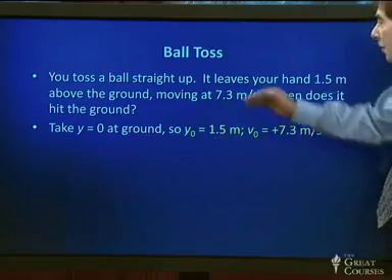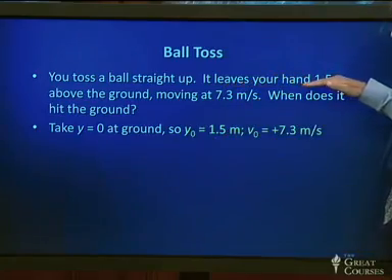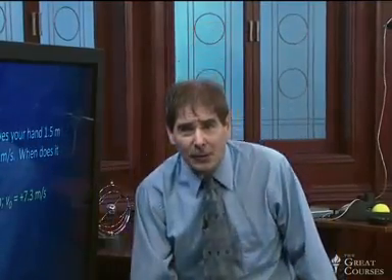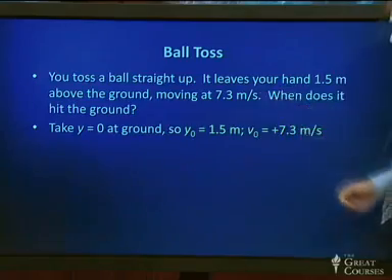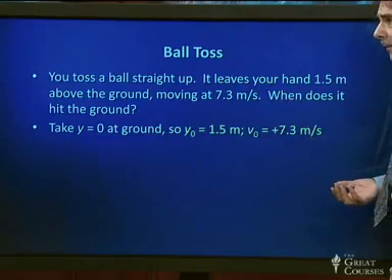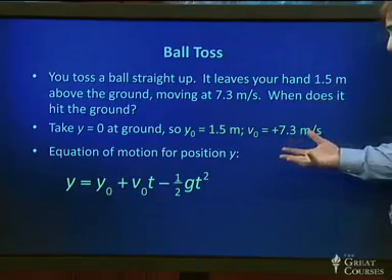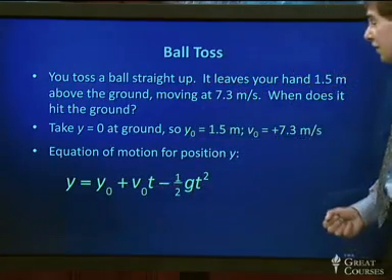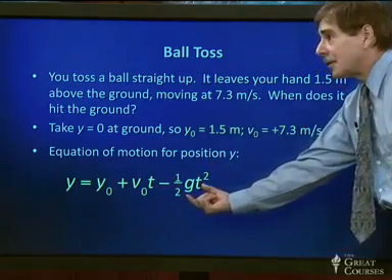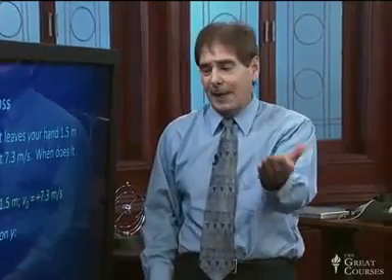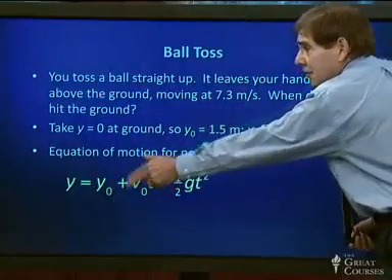So y naught is now 1.5 meters because I tossed it 1.5 meters above the ground. Now, I might have said, why didn't I take y naught equals 0 here? Well, I could have, but then I would have had a harder time expressing the final state because the final state is I want it to be at the ground. The v naught is 7.3 meters per second because that's the speed it was moving at when it left the hand. Here's the equation of motion for the position. Y is the initial y position plus this term associated with the initial velocity and then this negative term associated with the acceleration. That already tells us that what's going to happen when the ball leaves my hand is it's first going to go upward because of this term.